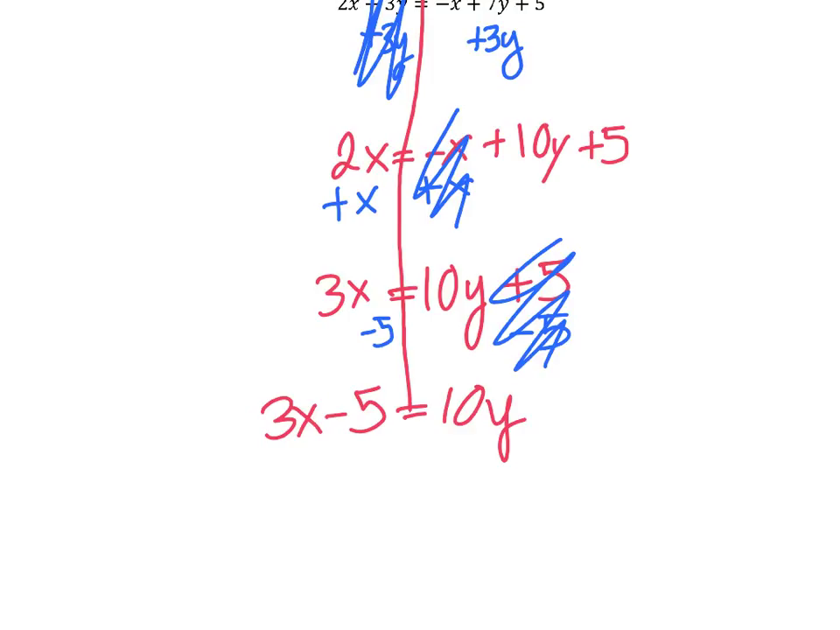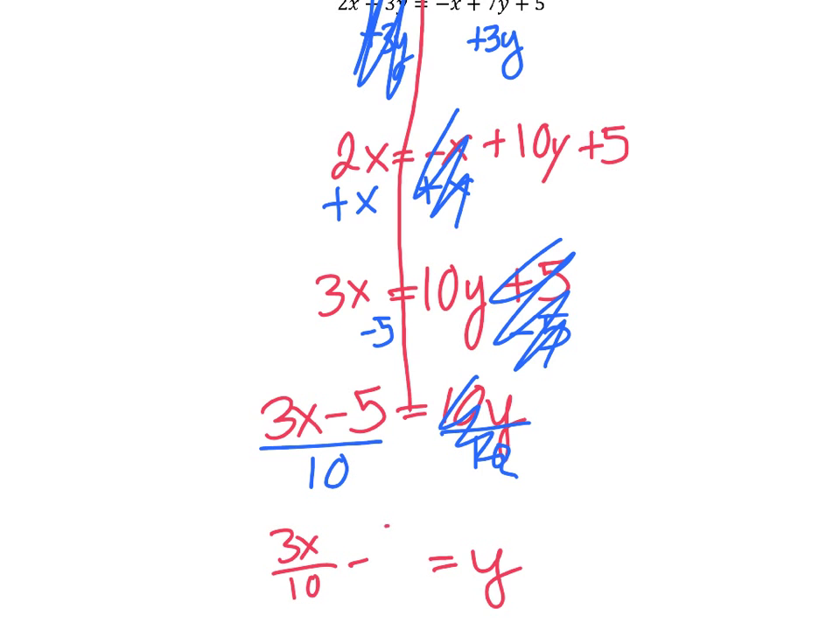Let's continue. We have 10 times y. The opposite of multiplying is dividing, so we divide both sides by 10. This cancels out, and that is our answer. Some people would like to leave it like that, y equals 3x minus 5, all divided by 10. Some people would like to split the fraction so that it looks like this.